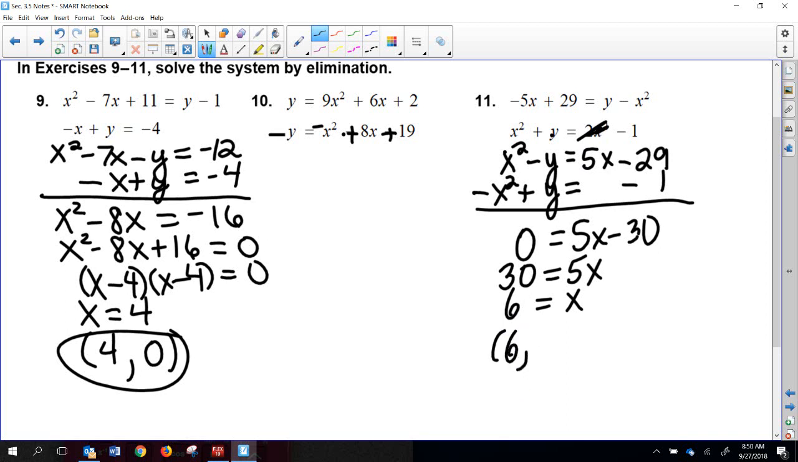And now I can just substitute that in. I've got to decide on the easiest place to substitute it in. I'm not sure there's any place that's that easy. Probably right here would be my best choice. So I'm going to sub it in. 6 squared is 36 times the negative would be negative 36 plus y equals negative 1. So what's y going to be then, you guys? 35. 35. So they're going to meet again at 1 point.